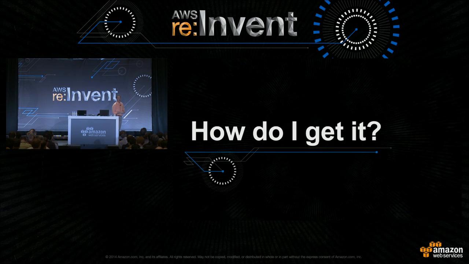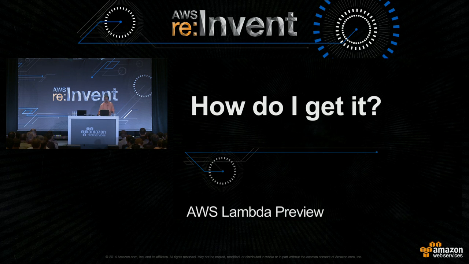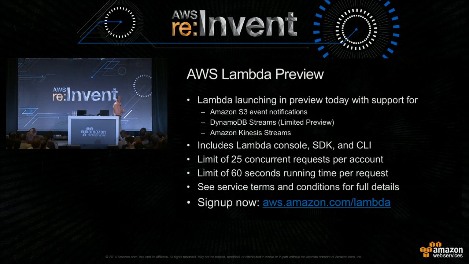All right, so we talked a lot about what Lambda is, a lot about the things that we think people are going to want to do with it. How do you actually get started with doing something? So what we're announcing today is the AWS Lambda Preview. Lambda launching in preview includes support for Amazon S3 event notifications, which are also being announced today. And there'll be a talk later this afternoon if you want to hear more about that feature. It's capable of sending events to Lambda as well as SNS and SQS.